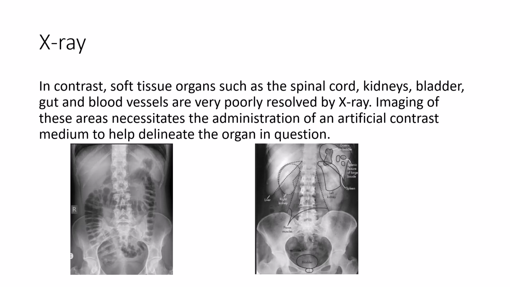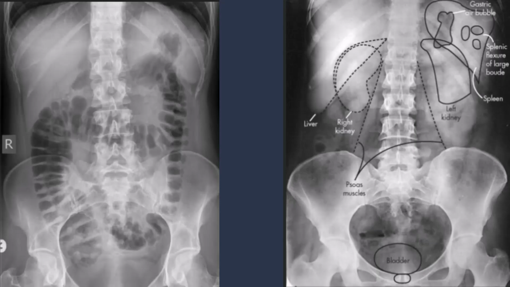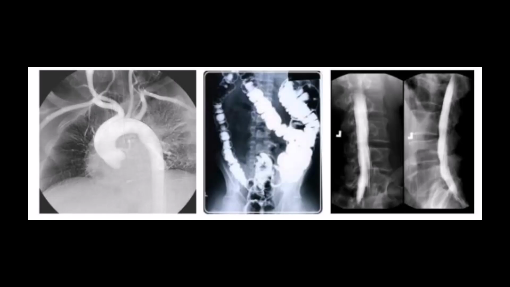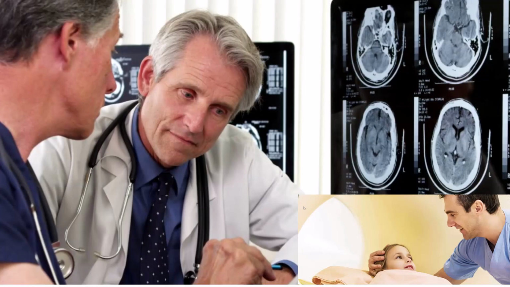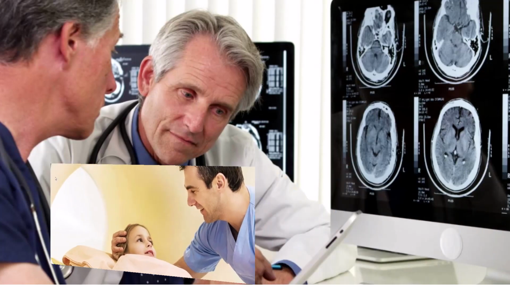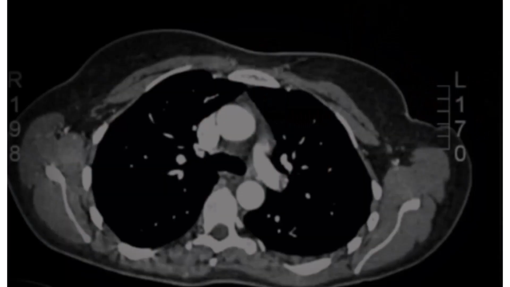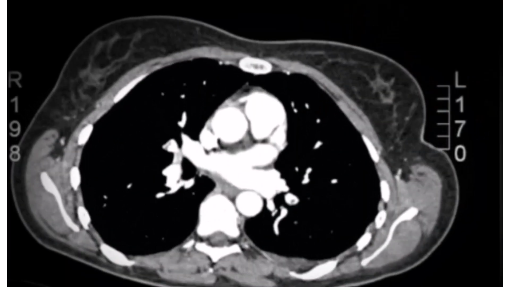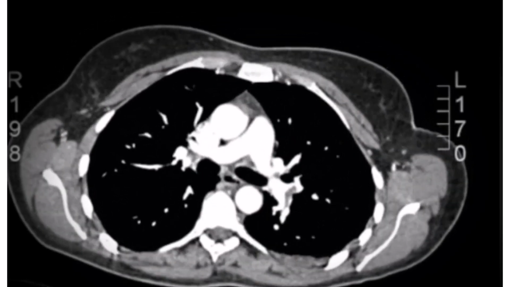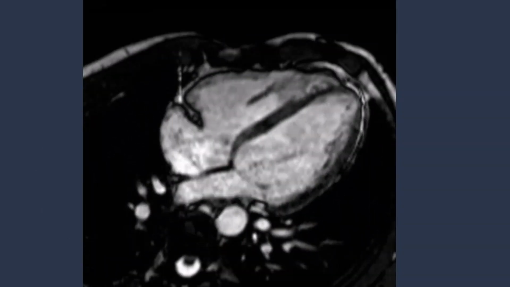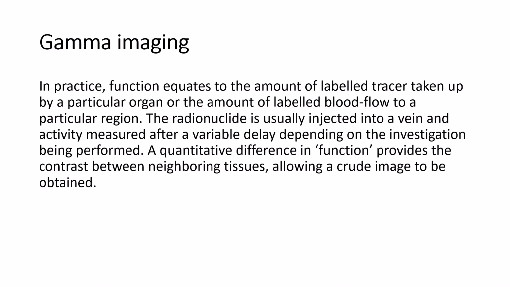In contrast to bone, soft tissue organs such as the spinal cord, kidneys, bladder, gut, and blood vessels are very poorly resolved by X-ray imaging. Imaging of these areas necessitates the administration of an artificial contrast medium to delineate the organ in question. In general, CT images are only obtained after a problem has been identified with a single projection X-ray or ultrasound image. CT is particularly useful when imaging soft tissue organs such as the brain, lungs, mediastinum, abdomen, and the newer ultrafast heart acquisitions.